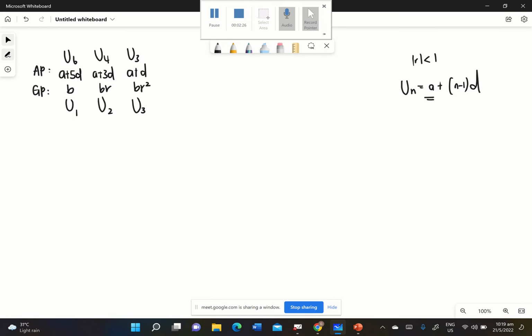Now there are two types of questions for these. The first one is this type. You will see it in your GP here. It's in consecutive terms. If it's consecutive terms, what you do is U2 divided by U1 equals U3 divided by U2, which equals R. So now you go to your AP: A plus 3D over A plus 5D equals A plus D over A plus 3D.